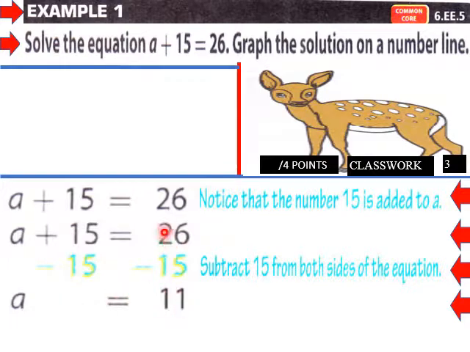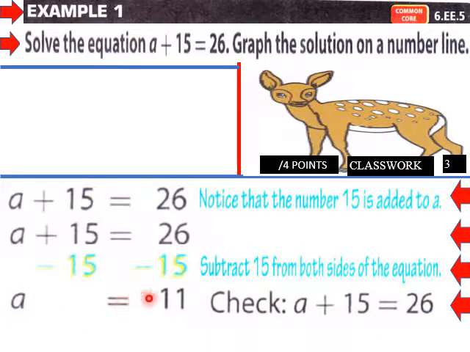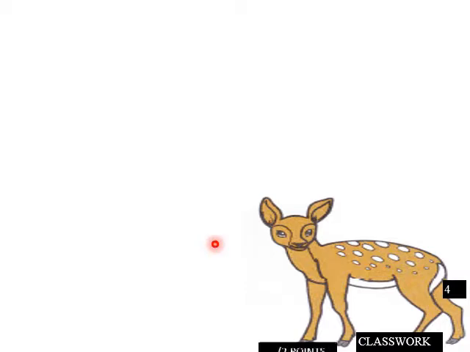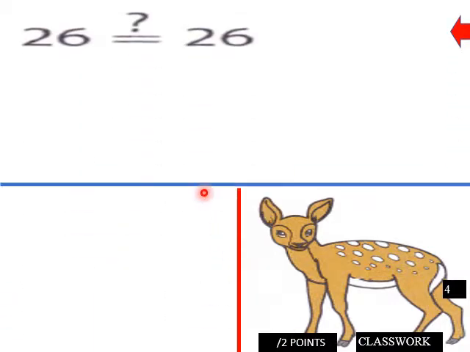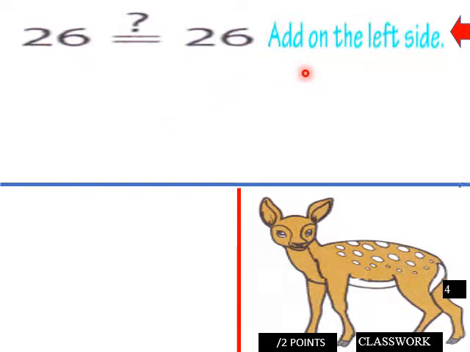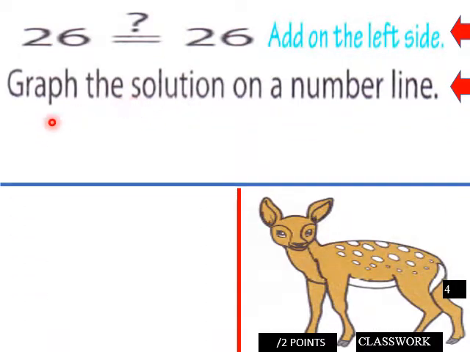So a equals 11 here. 15 minus 15 is 0, and then 26 minus 15 equals 11. We're just left with a equals 11. That's our solution. Check: a plus 15 equals 26. So plug in 11 for a. Does 11 plus 15 equal 26? It does, so it checks. Does 26 equal 26? It does. Adding on the left side, we get 26 equals 26.